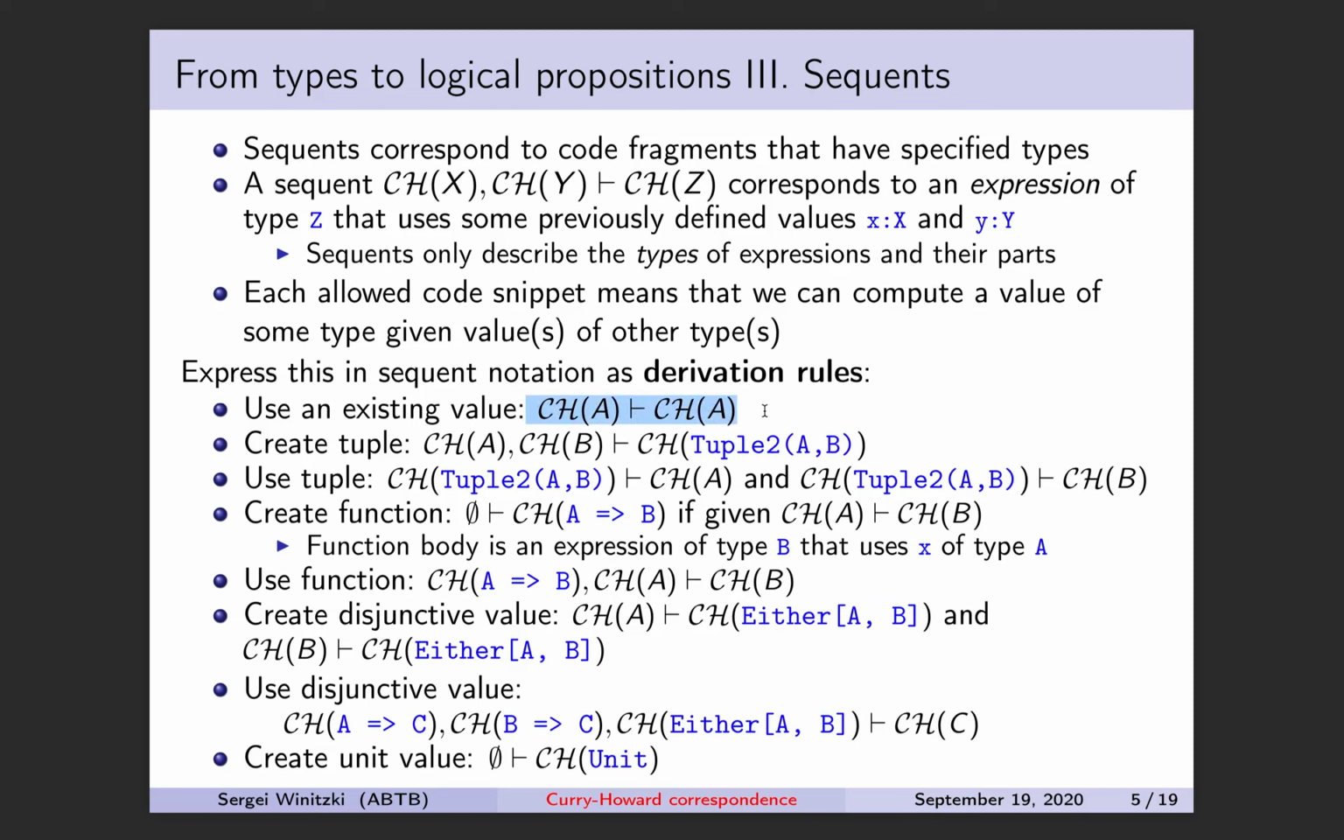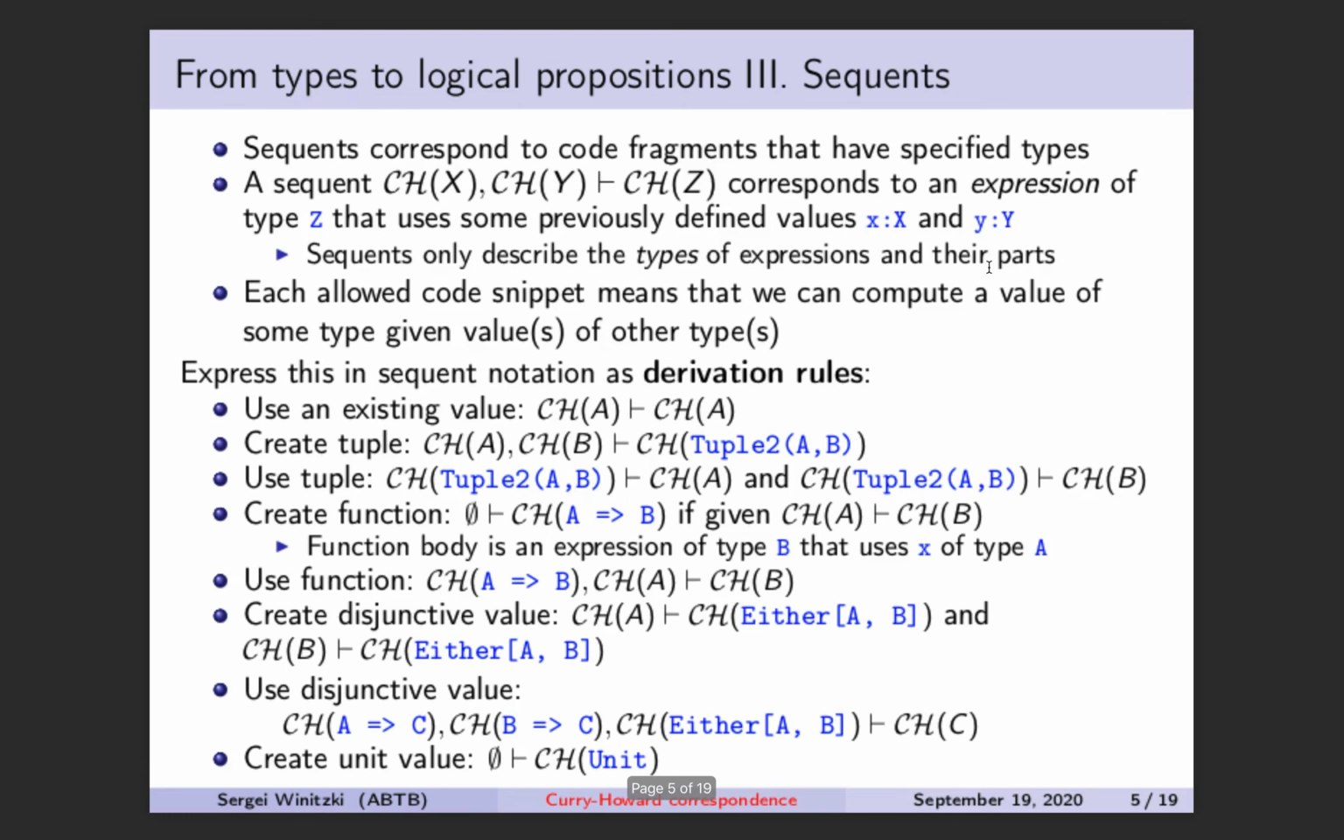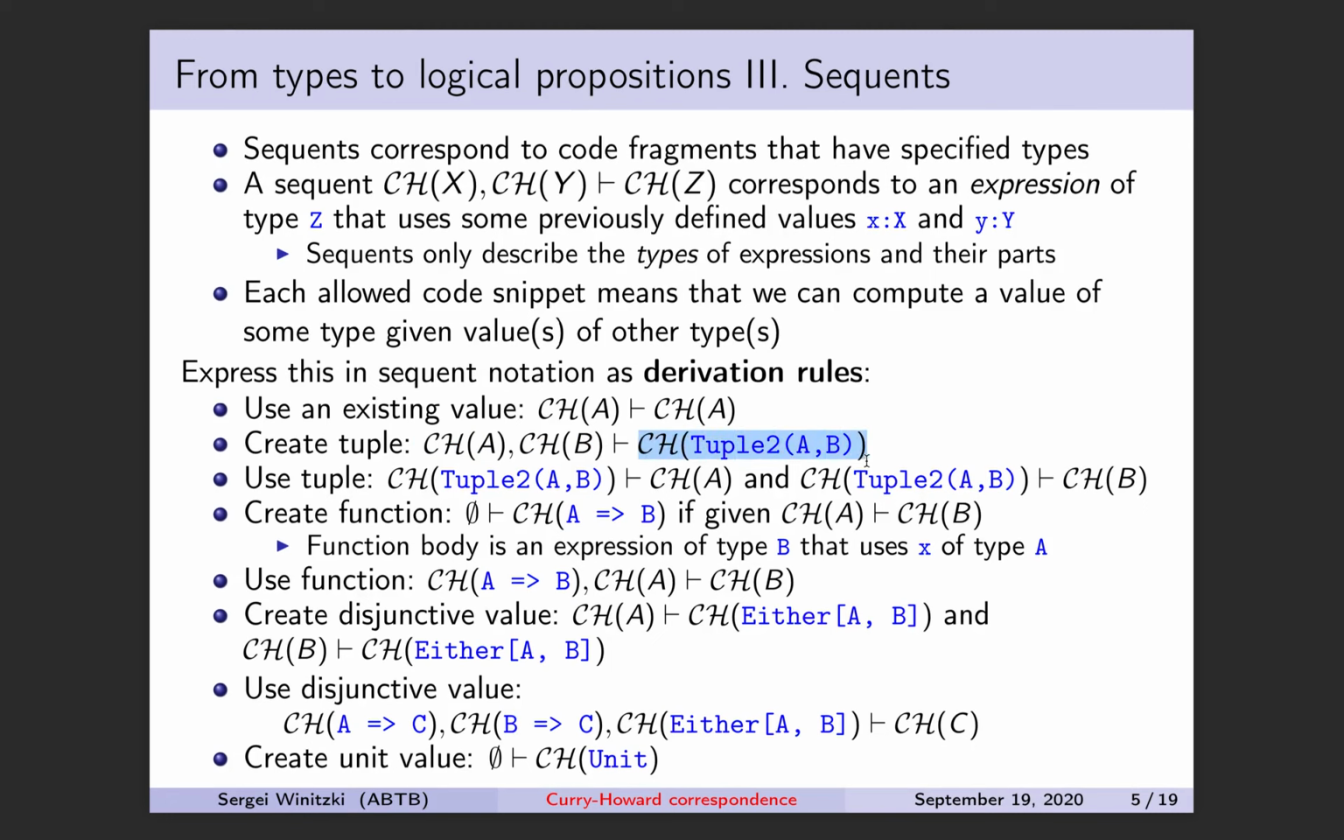This sequent is true by itself. It doesn't need other sequents for it to be true. And the proof of this sequent is this code snippet, this one. To create a tuple, we need a value of type A and a value of type B. So we need these two as premises, and then we get ch of the tuple.